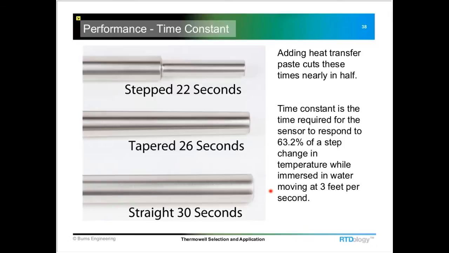One way you can speed these up, if your temperature range allows it, would be to add some sort of a heat transfer paste in the well, and that will significantly cut the time constant. Most of the heat transfer paste materials are limited to about 200 degrees C. So there's not a lot of good options for temperatures over that for a heat transfer material.